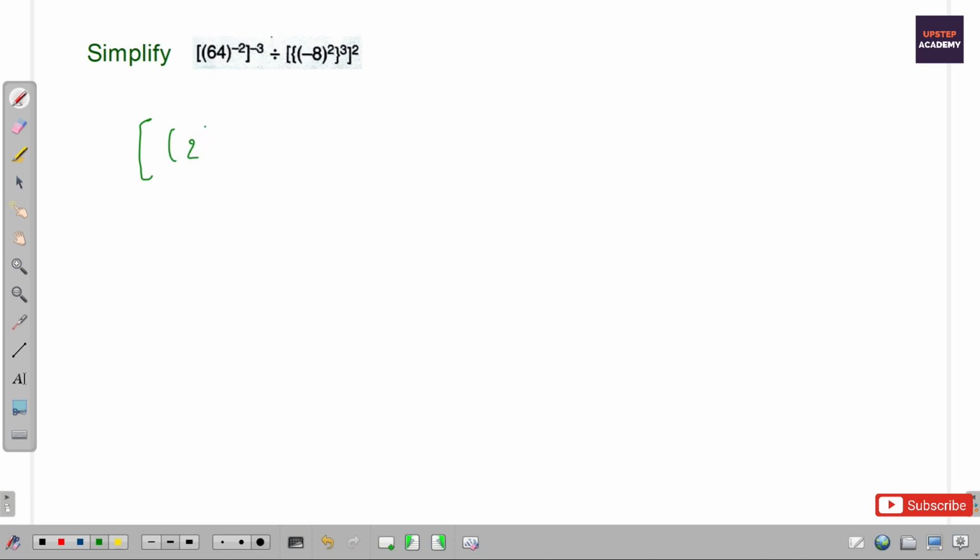64 is nothing but 2 to the power 6, and this -2 as it is, and this square bracket raised to -3 as it is, whole divided by -8 I can write as 2 to the power 3. It will be minus, here it is parenthesis, its power is 2, here it is in curly bracket and curly bracket to the power 3, and again it is in square bracket and square bracket raised to 2. This is the first step.